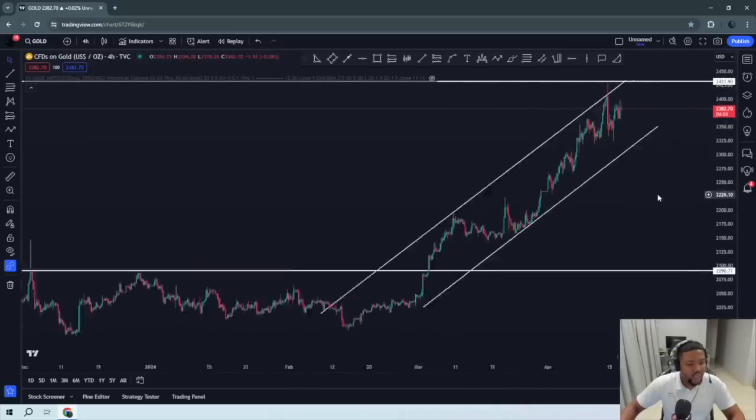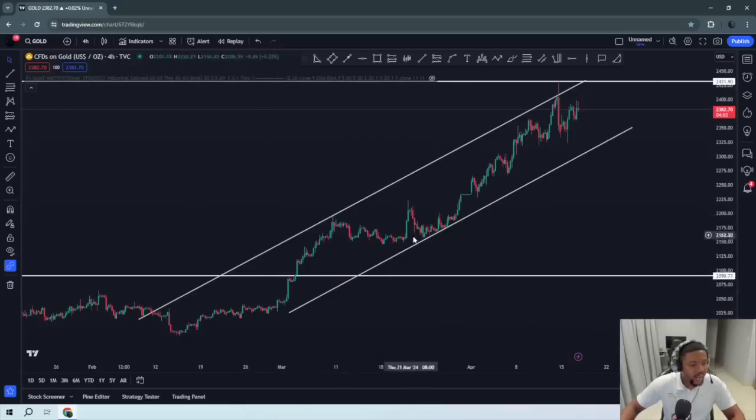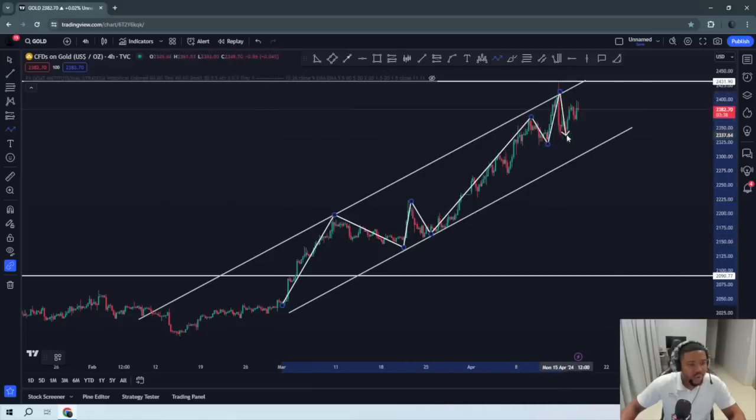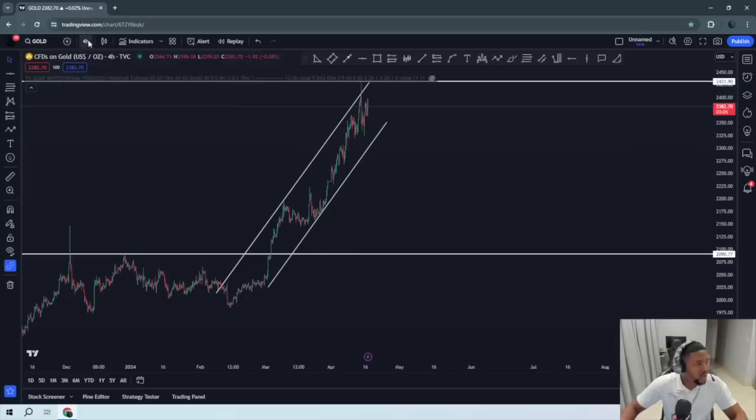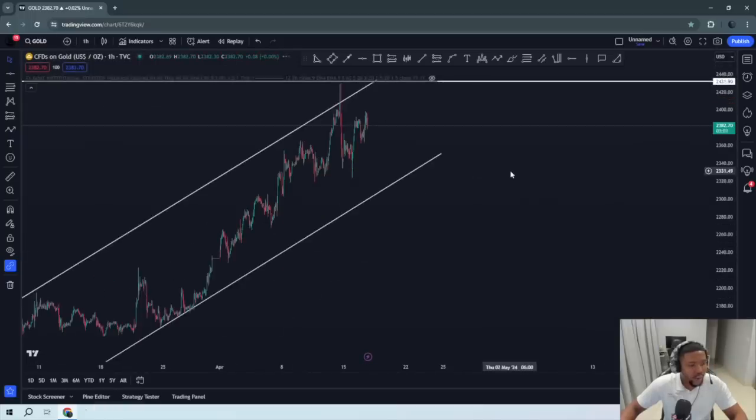Currently, this is what we can see. Gold has been playing around this area. You can already see that we had an impulse move, correction, impulse move, correction, impulse move, correction, impulse move, correction, and this might be a further impulse towards the upside. So now from here, I'm going to go to the 1-hour time frame.